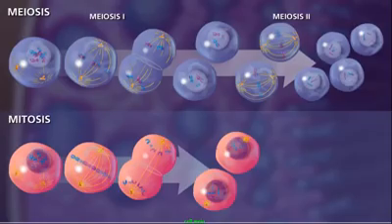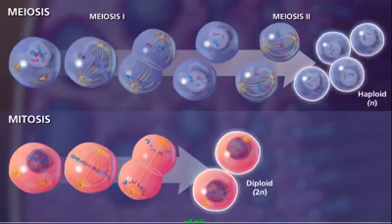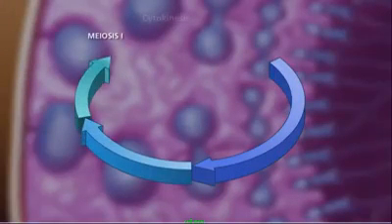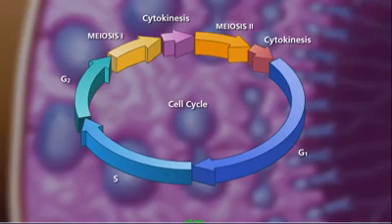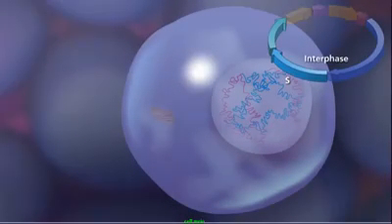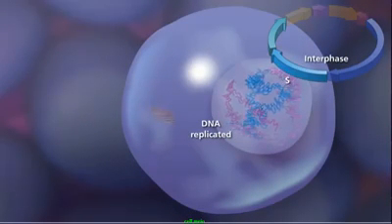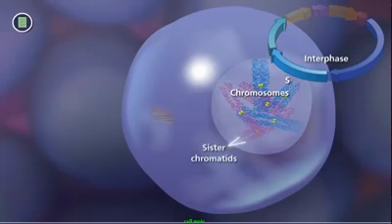Differences. One obvious difference is that mitosis results in 2 diploid daughter cells, and meiosis results in 4 haploid cells. As in mitosis, meiosis begins after a cell has successfully completed the G1, S, and G2 stages of interphase. During the S phase of interphase, the DNA is replicated, producing 2 copies of each chromosome called sister chromatids.